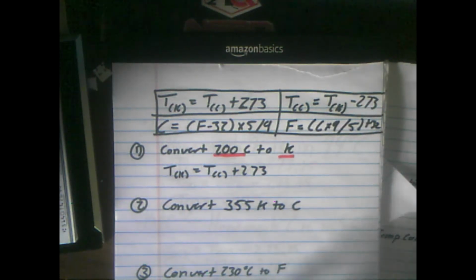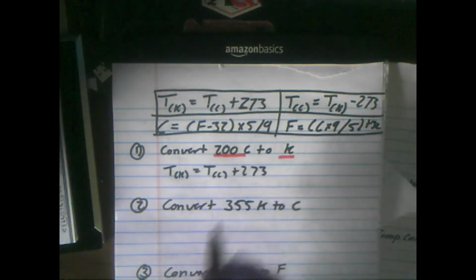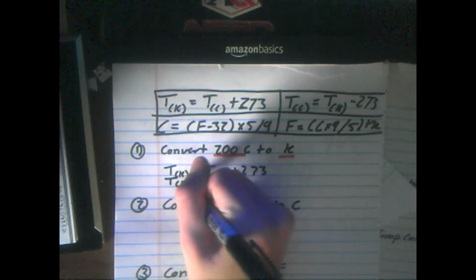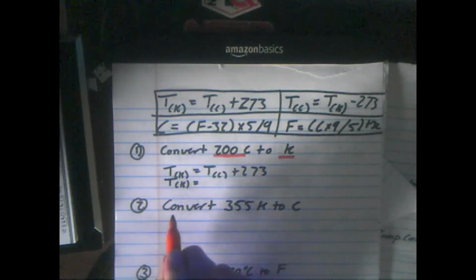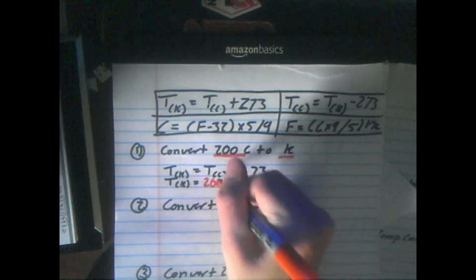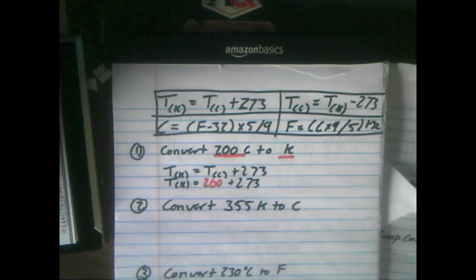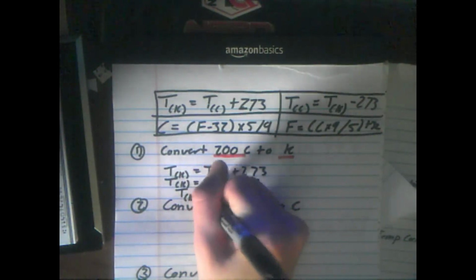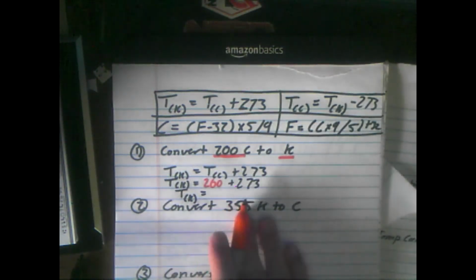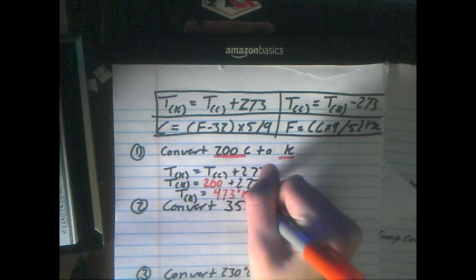So we can start plugging in our numbers. Do we know our temperature of Kelvin? No, because that's what we're trying to solve. So we're going to keep temperature Kelvin is equal to, do we know our temperature Celsius? Yeah, it's 200. 200 plus 273. So now all you've got to do is add them together. So your temperature of Kelvin is going to be equal to 200 plus 273, which gives you 473 degrees Kelvin.